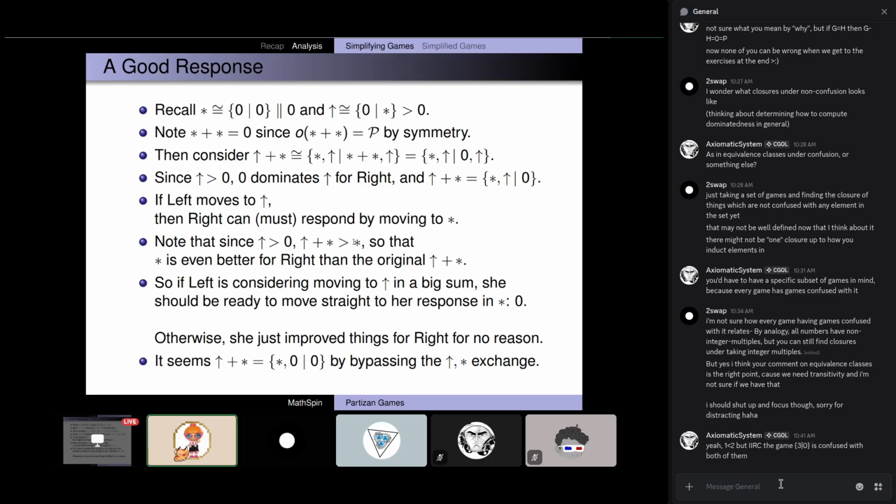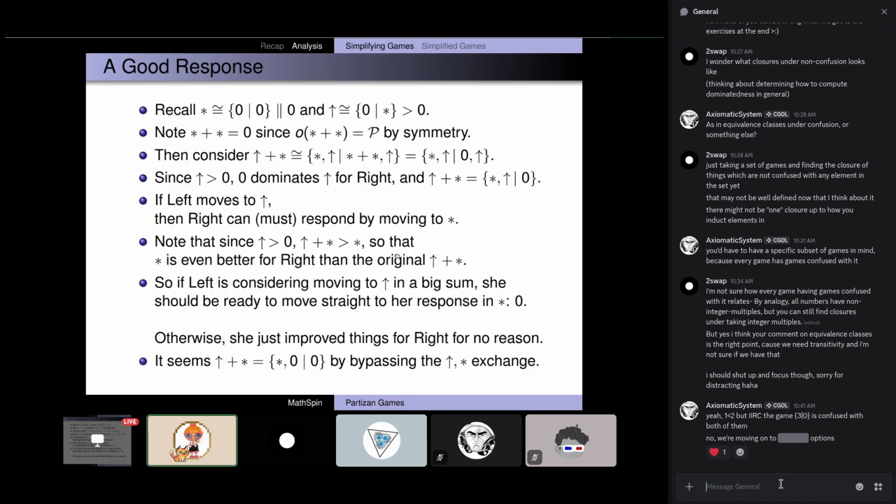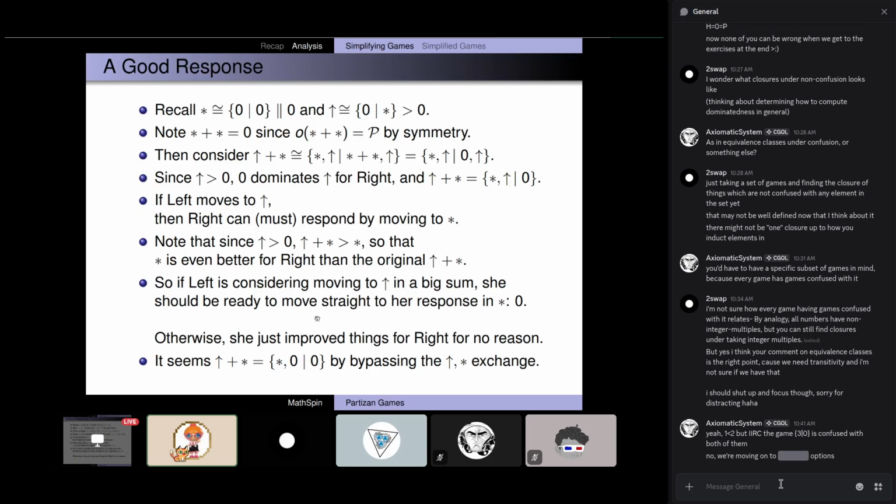Not really. Because we're saying that star is better than the original game up plus star for right. But I'm not comparing two options after the fourth bullet point on the screen. I don't compare two options anymore. So the bulk of the slide is not really about dominated options because they're not comparing two options of the same game. Okay, please hold. Thinking. Sure.